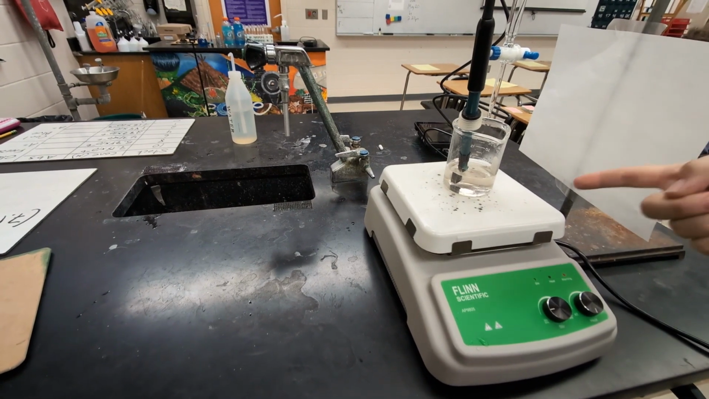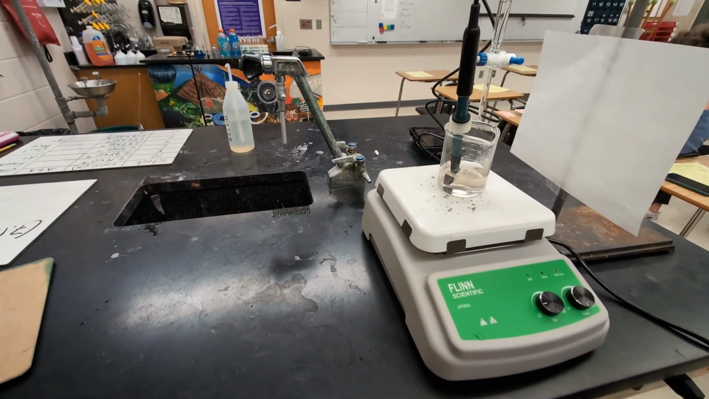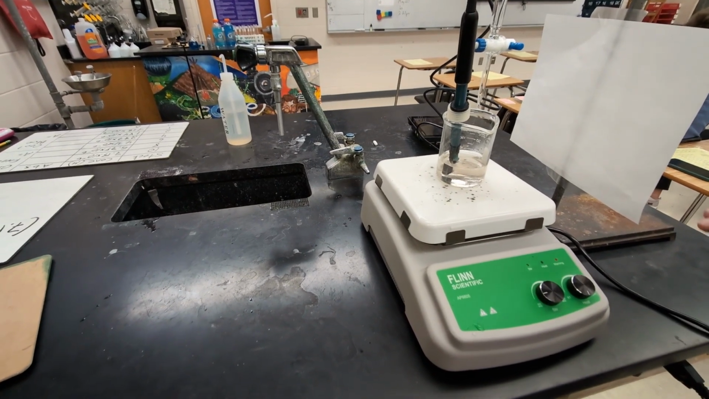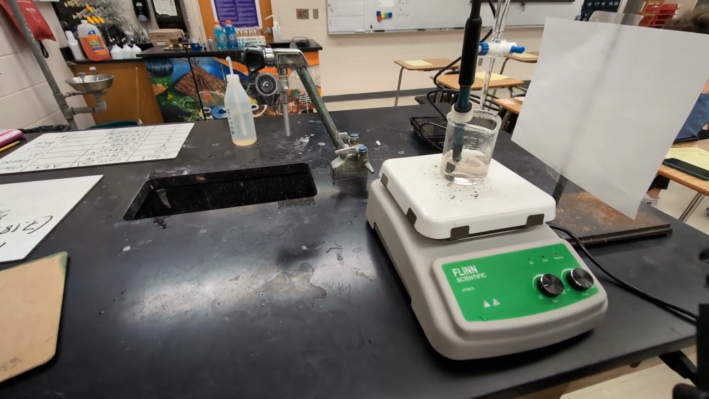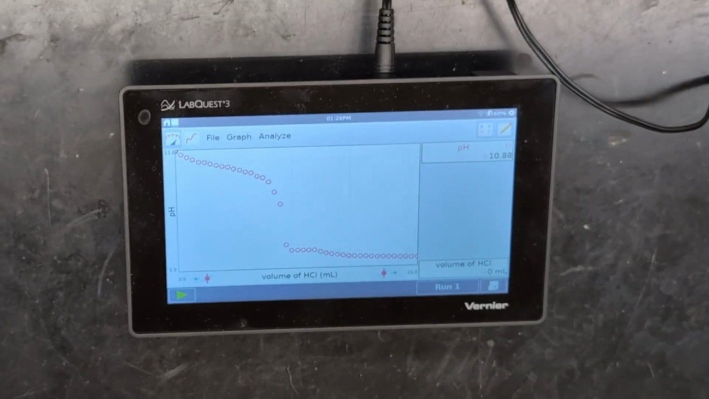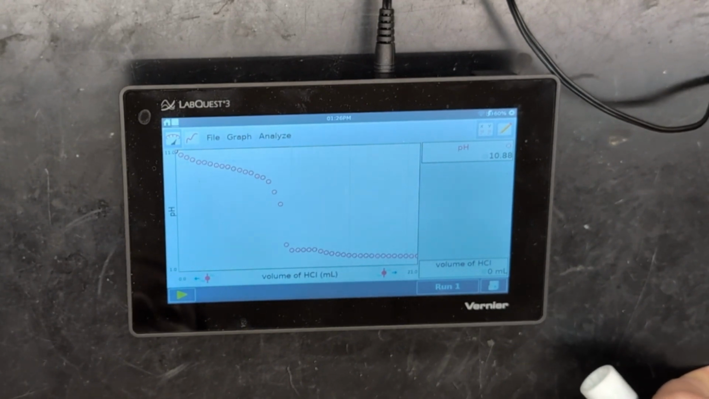I've also included an indicator. I'm using methyl red. The indicator is completely optional. I like to use it just so that they can see where the endpoint is, but it is not really necessary for this lab. So here is the titration curve that we got for the unknown ammonia solution with a known hydrochloric acid. And it is by no means perfect, all right?